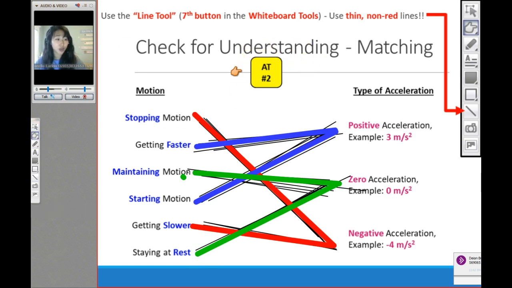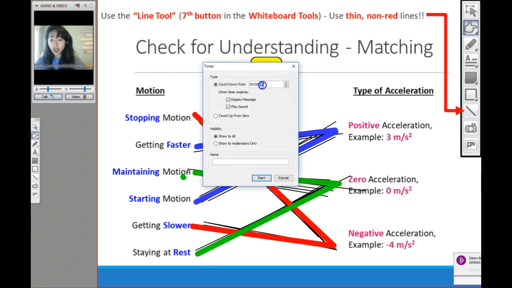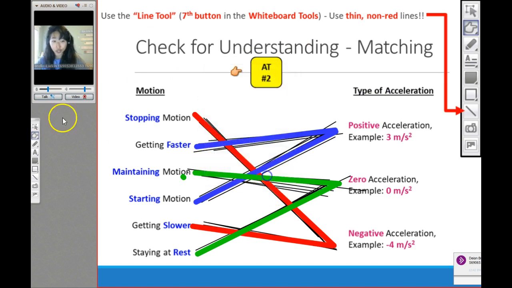Give me a green check when you have number 2 saved. I'm going to give everyone 40 seconds to work on that. Go, go, go.